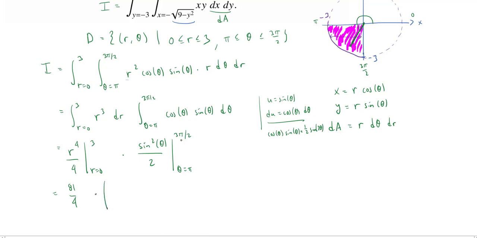So let's see. At 3 pi over 2, ooh, what's the sine at 3 pi over 2? Well, 3 pi over 2 is down here. The sine is the height, so that's going to be -1. But then you're going to square it, and you get +1, and then you get to cut it in half. All right, now what happens when we go to pi? Well, sine of pi, that's the height at pi. Well, sine is 0 there, so you just get a -0. And so in total, we'll have 81/4 times 1/2, which is 81 over 8.